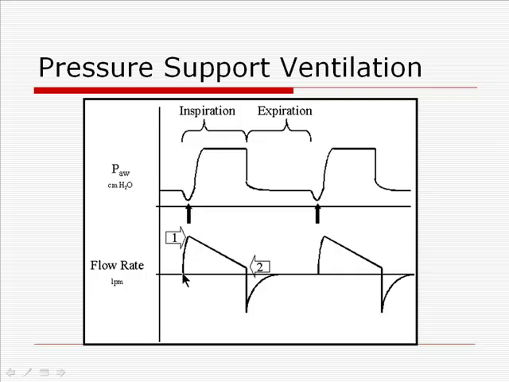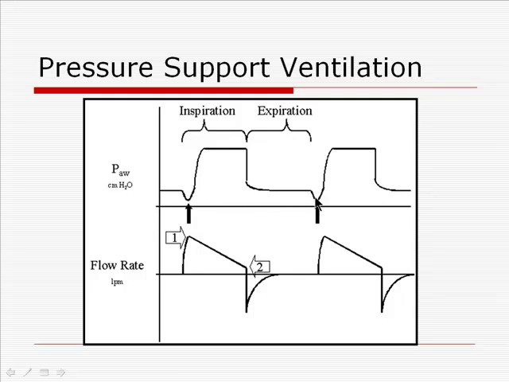As the machine pushes in pressure to meet that physician set inspiratory pressure level, flow will at first be high and will gradually reduce. Once the flow rate drops to 20% of the maximum flow rate, the machine stops pushing and opens the valves, allowing the patient to exhale. In pressure support, there is no backup rate.